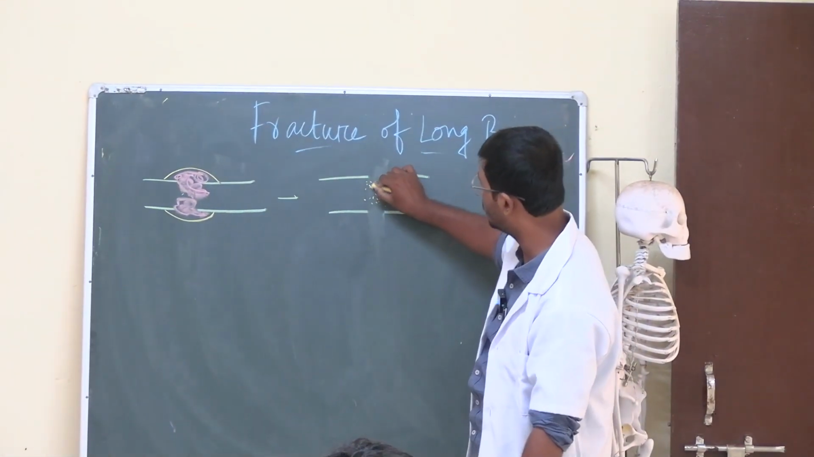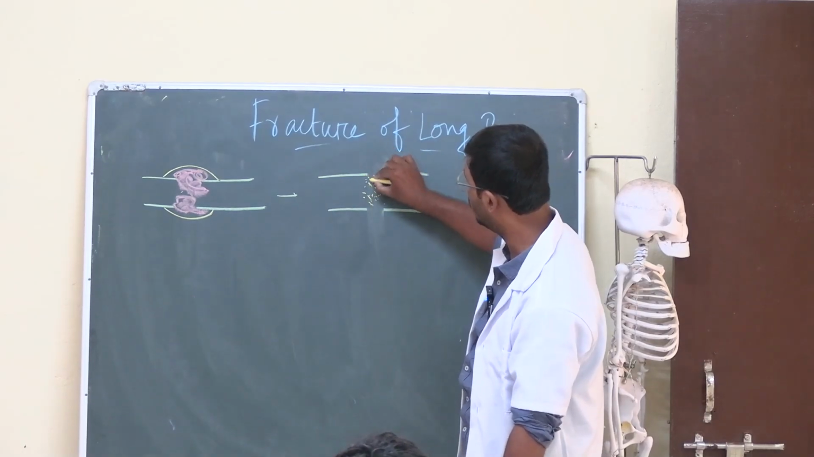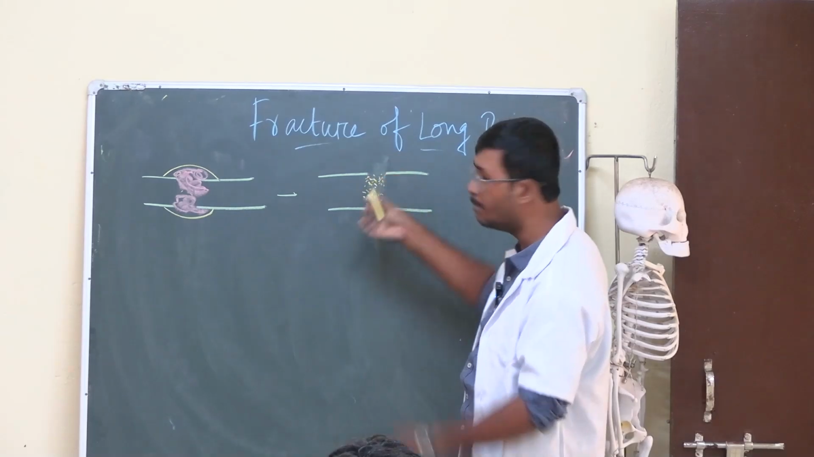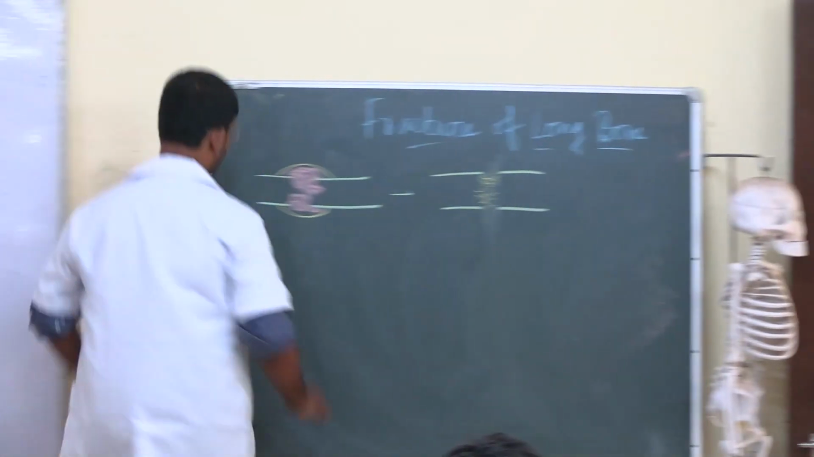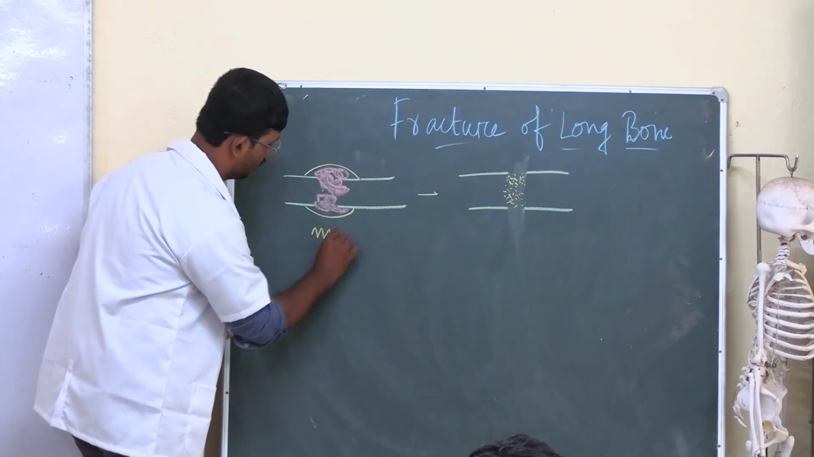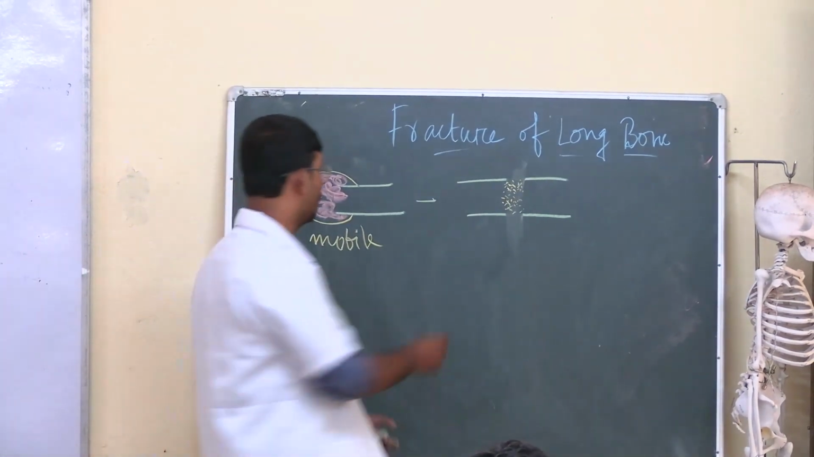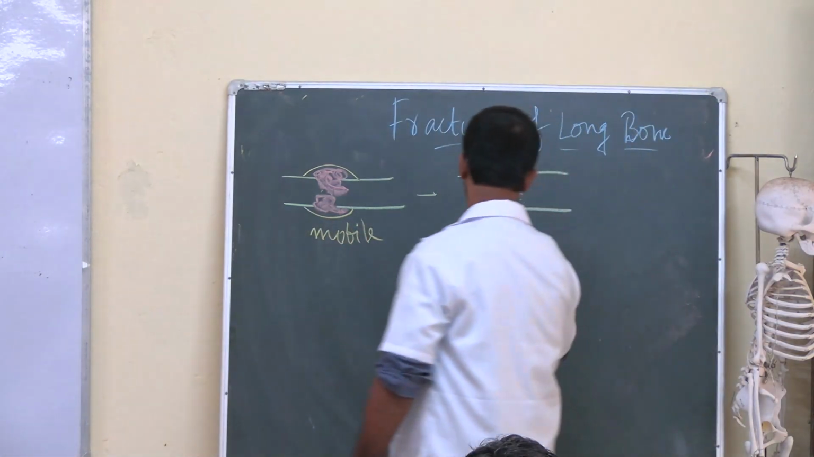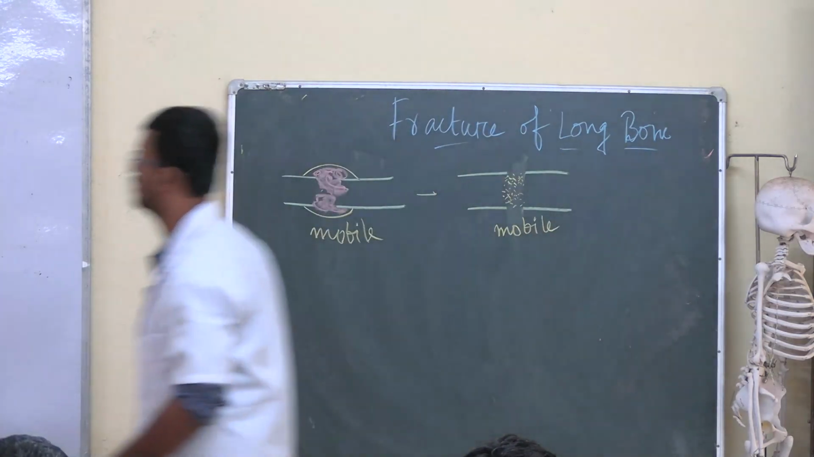So new vessels will start developing here in the fracture part, and new bone formation will also start developing, but that will be an immature form, and the bone obviously will be mobile. So this is a mobile stage. Mobile means if you move it, it will break. It has already broken, but if you move it, it can twist. The second stage is also a mobile stage.